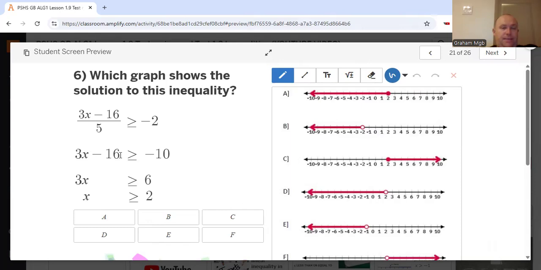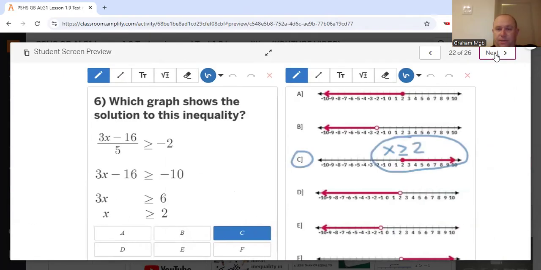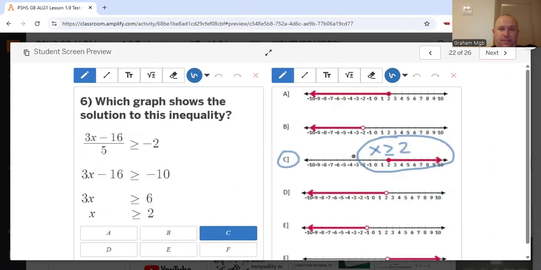Instead of subtracting 16, I'm going to add 16 to both sides, giving me 6, and then divide both sides by 3, giving us 2. As I divided by +3, I do not need to flip this inequality. So I'm looking for something that starts at 2, goes to the right, and has a closed circle. And I think that looks like answer C as far as I can tell on this picture. And I have it confirmed on this slide just so you could see.